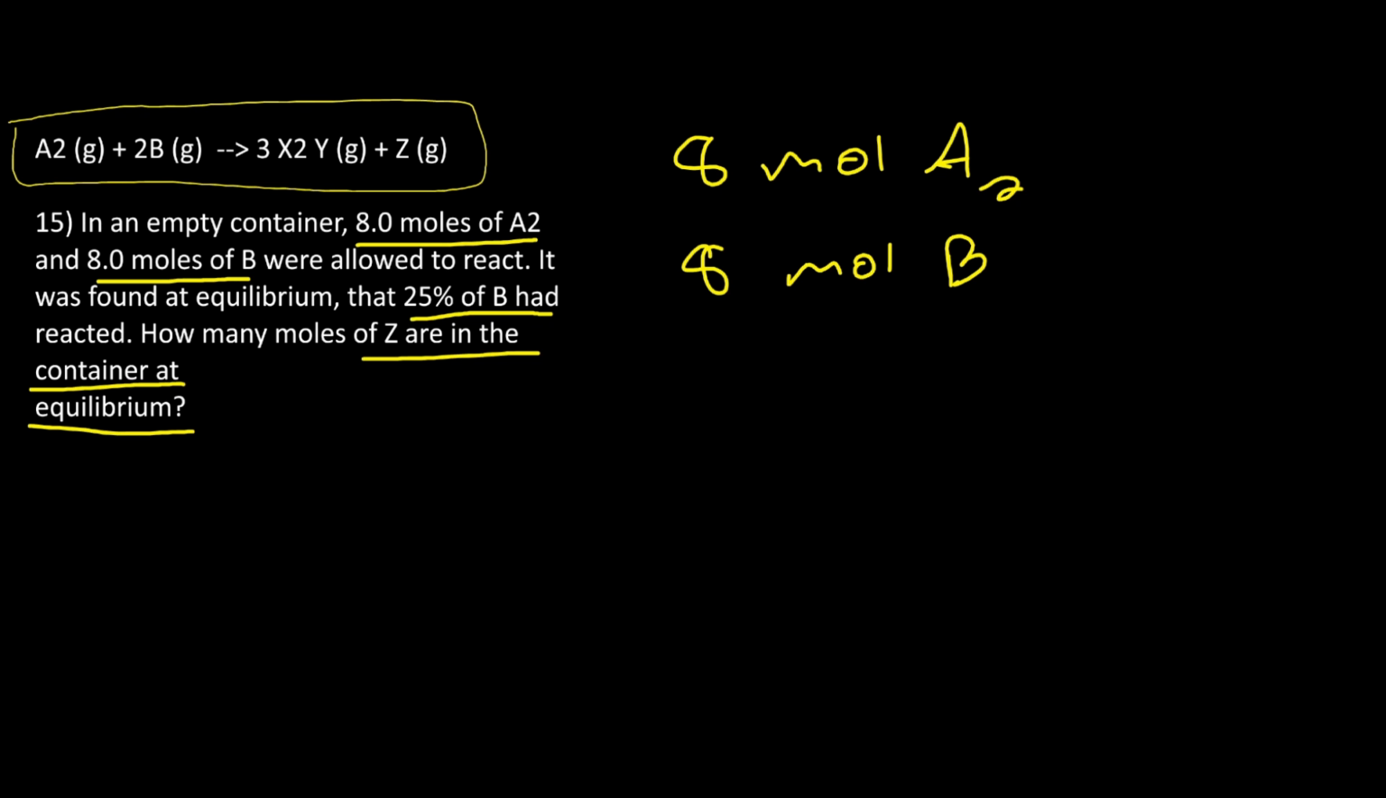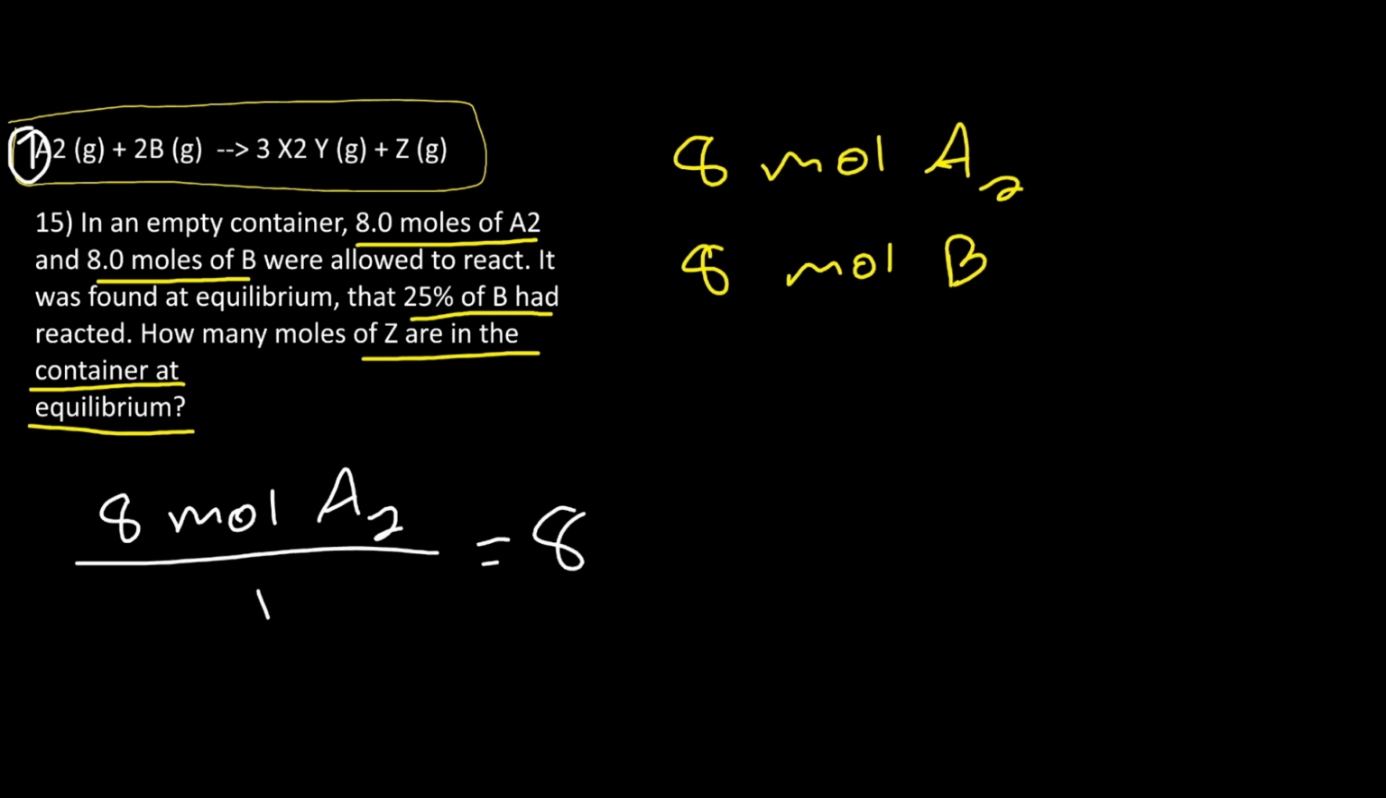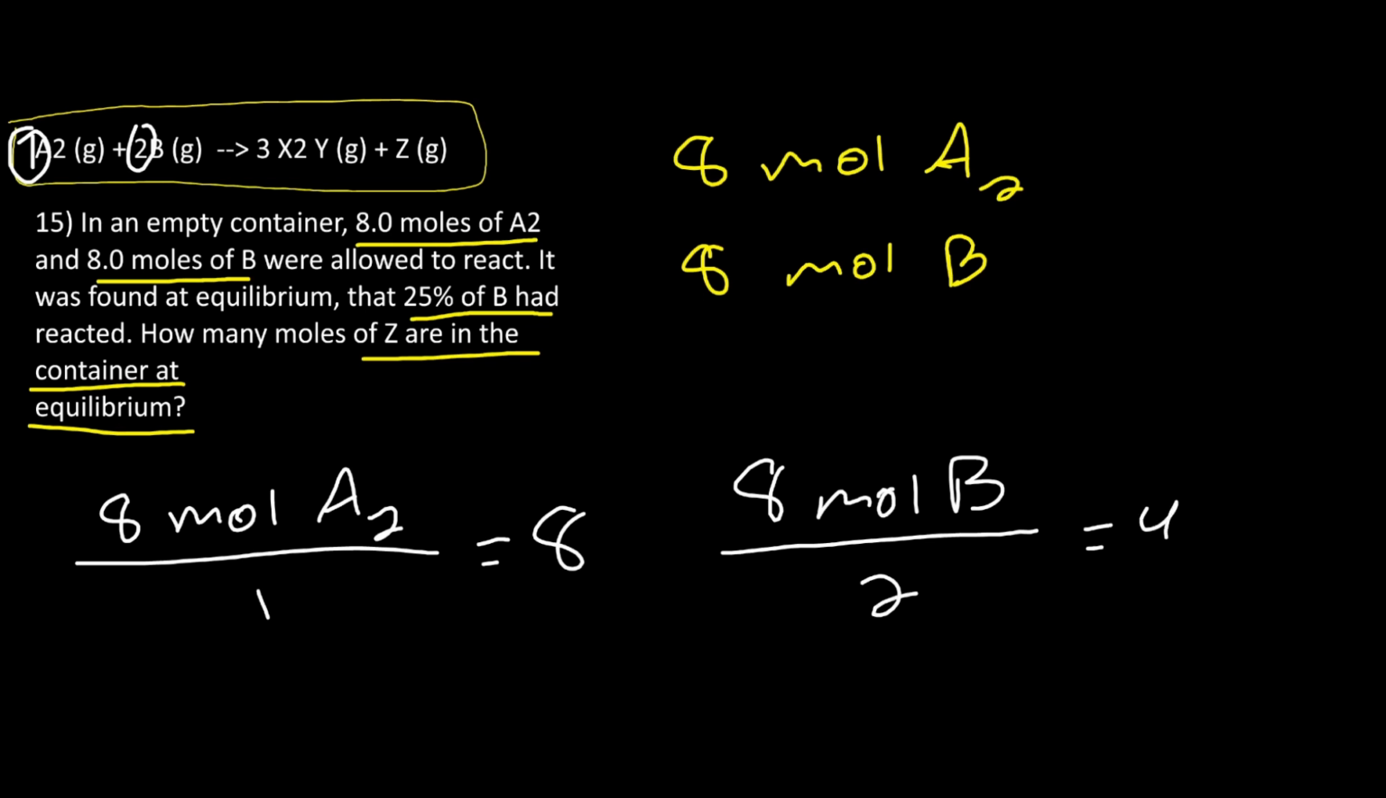So how you use this strategy is, we know we have 8 moles of A2, and we can see that our coefficient in this equation is 1. A2 has a coefficient of 1, so we're going to divide it by that. So that's equal to 8. And then we know we have 8 moles of B. We divide that by the coefficient for B, which we can see is 2. So that's equal to 4. So essentially we now know that B is our limiting reactant.